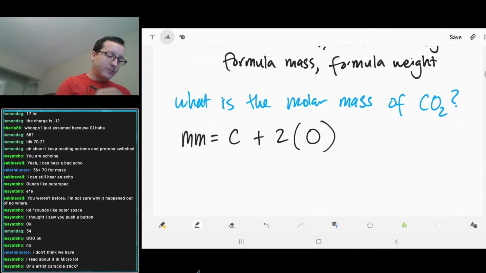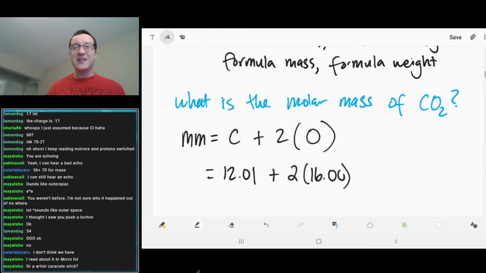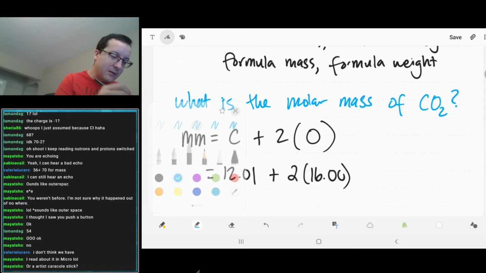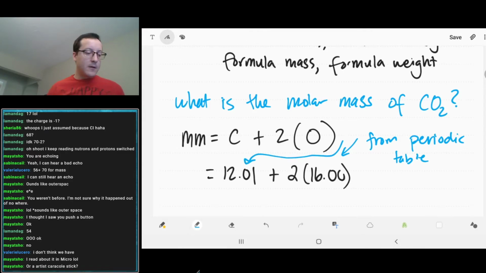So we would go to the periodic table. We would say, okay, carbon is 12.01, and oxygen is 16. Again, just from the periodic table, I'm skipping that idea. I'll just write that here for people who don't listen. So these numbers are both from the periodic table. And okay, so if we go ahead and add this up, we're going to get 44.01.